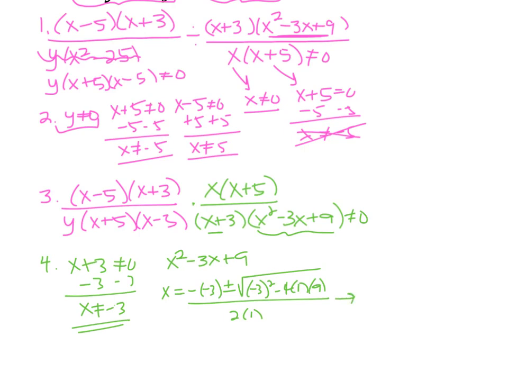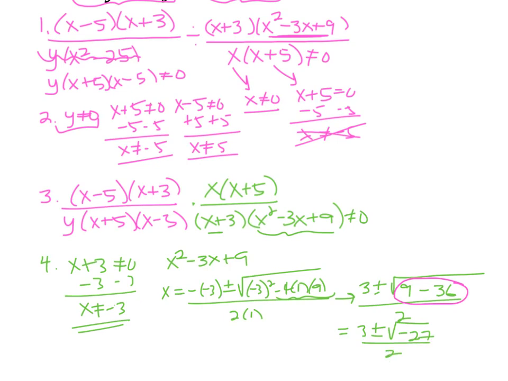All right, so we've got a double negative 3, that's positive 3, plus or minus. Negative 3 squared is positive 9. 4 times 1 times 9 is 36, all over 2. And I think we luck out, everybody, because if we do 9 minus 36, we actually get negative 27. So we have 3 plus or minus the square root of negative 27 over 2. That means it's imaginary, which means that's not going to give us a restriction in the denominator. But we do have to verify that, you guys. Whew, okay, at least we luck out and we're good to go there.